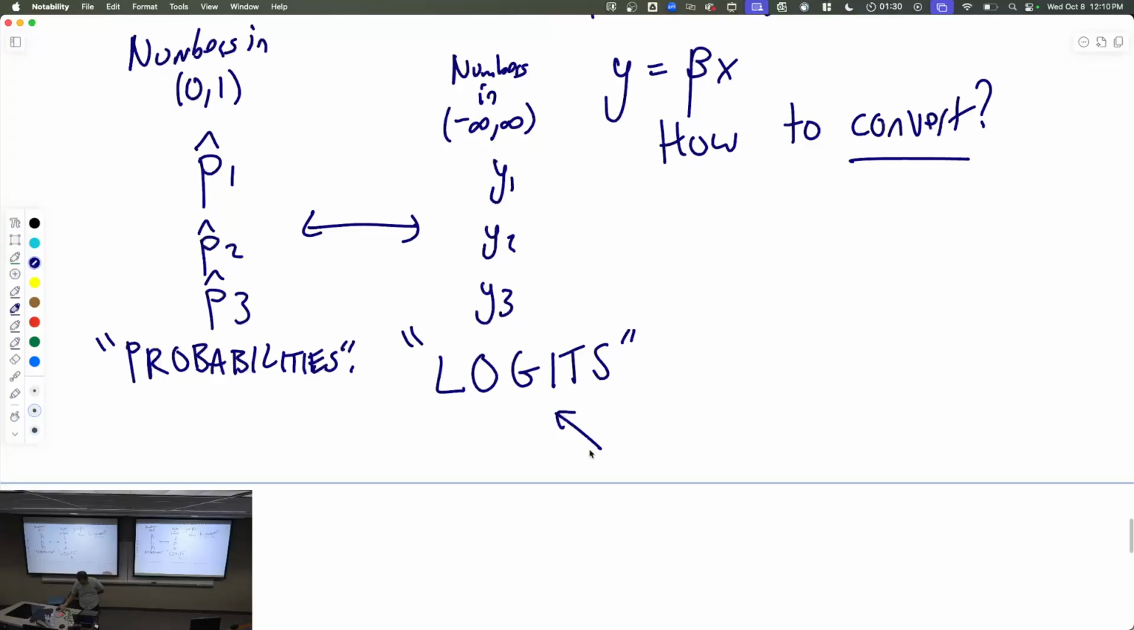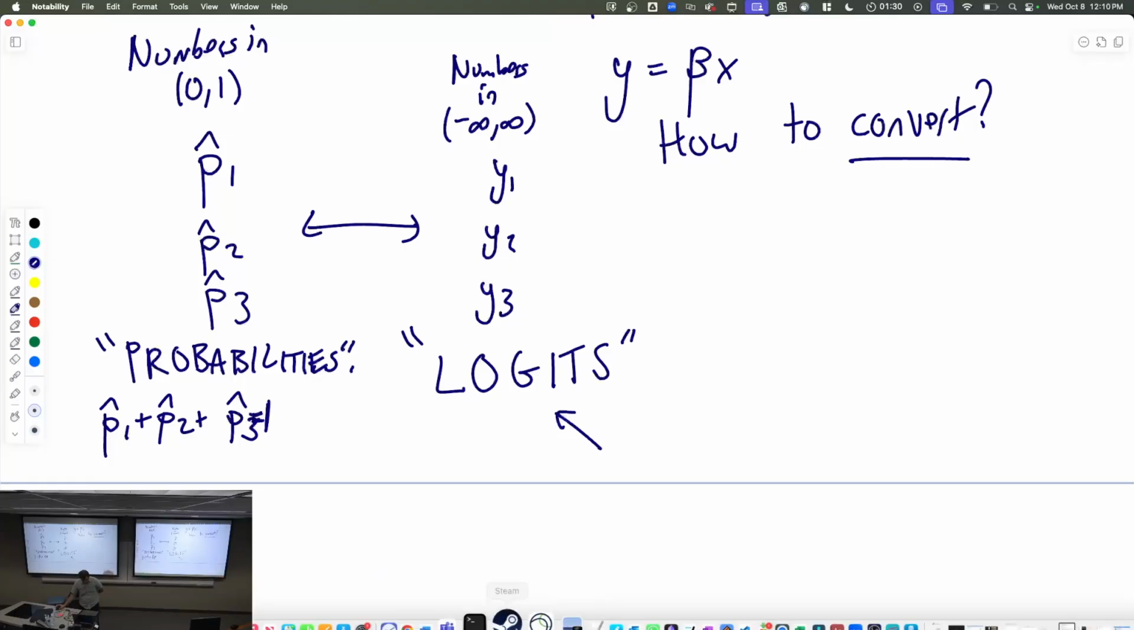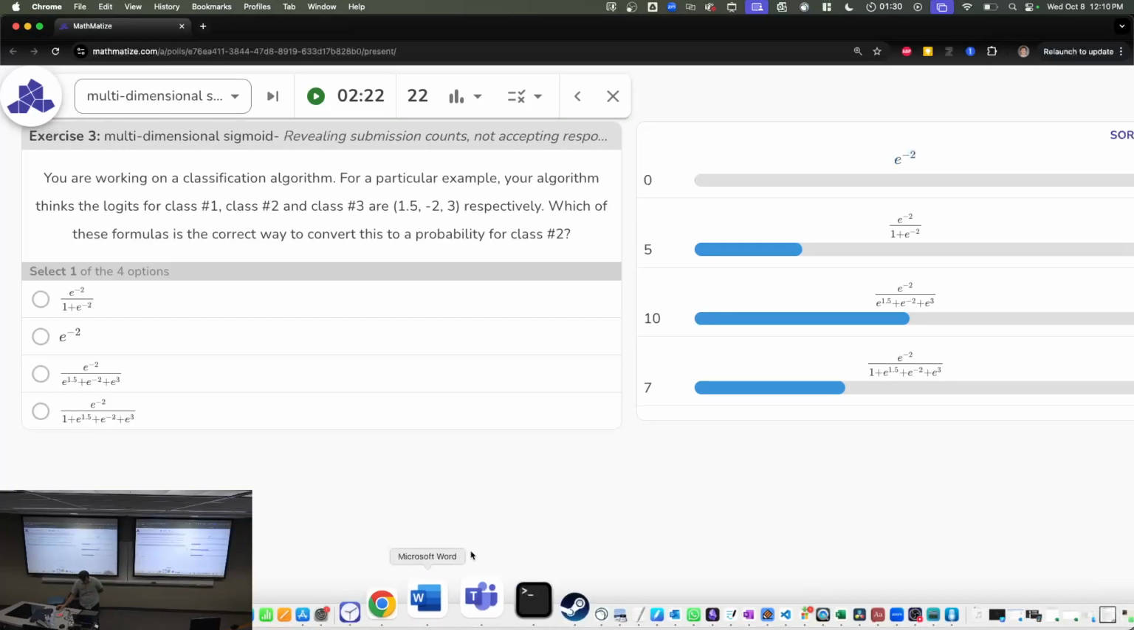So this is one thing we need to do: p hat 1 plus p hat 2 plus p hat 3 should sum to 100%. So this should be equal to 1. And if you just take exponentials of these things, it will not sum to 1. You got to divide it by something. And then the question is, what is the something?